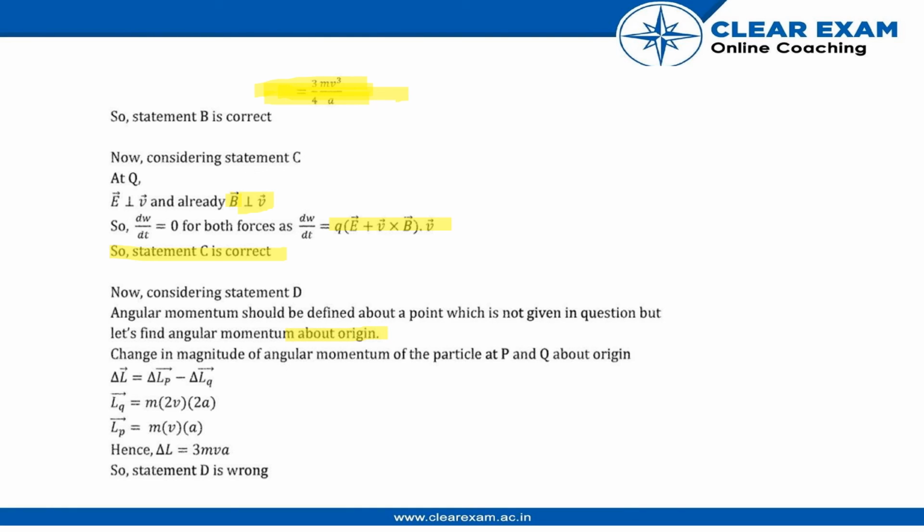The change in magnitude of angular momentum of the particle at P and Q about the origin is given as this, which when simplified gives us this result. The change in momentum is equal to 3 mva. So statement D is wrong. So the correct statements are A, B and C.